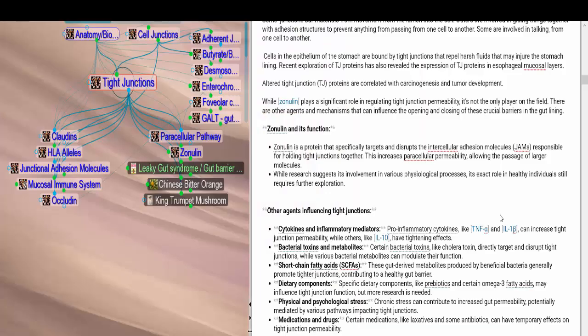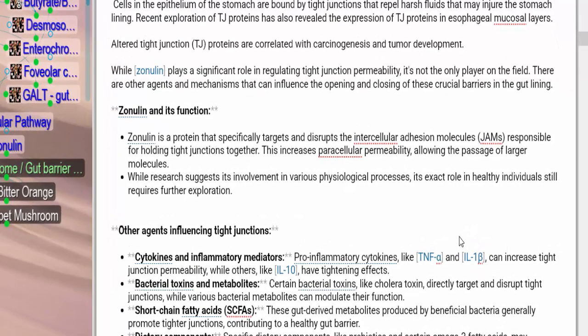So if those tight junctions act as doorways that allow things in, what's the key that opens them? It turns out that one of them is called zonulin, and zonulin is one of our tiles. That's a protein that specifically targets and disrupts the intercellular adhesion molecules that are responsible for holding tight junctions together. Zonulin is released from a little tiny portal on the endothelial cell. Something has to trigger it to be released, and we'll get into that later. But once it's released, then it can open up.